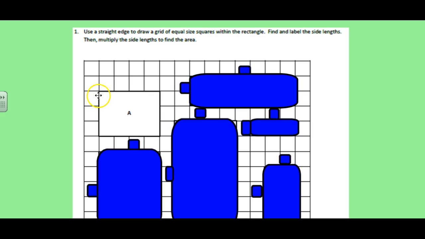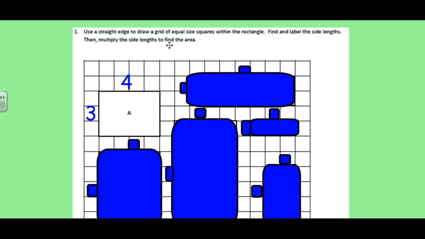So I can see right here that there are 1, 2, 3 squares. So this one right here is going to have a side length of 3. So I want you to go ahead and write that on your paper. I can see that up at the top it has 4 squares. So I want you to label this side length 4.